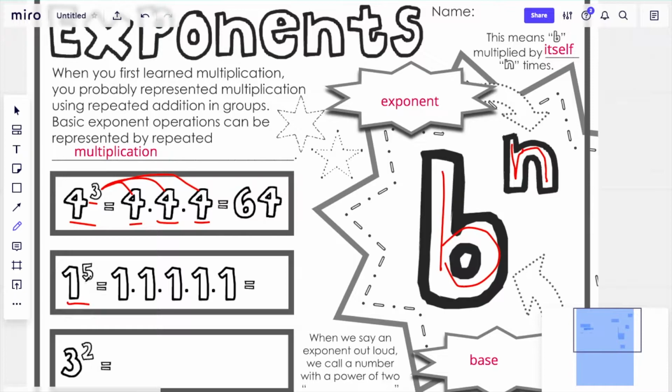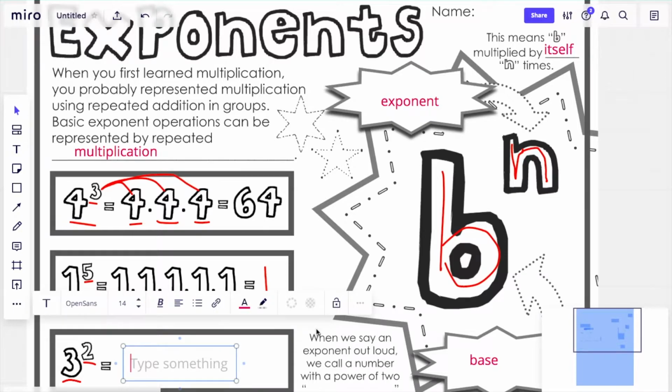And if we look at our next example, 1 to the power of 5, we do the same thing. We multiply our base times itself 5 times. And that would give us 1. And in our last example, we have 3 to the power of 2. So what that would look like, using repeated multiplication, would be 3 times 3, which would equal 9.